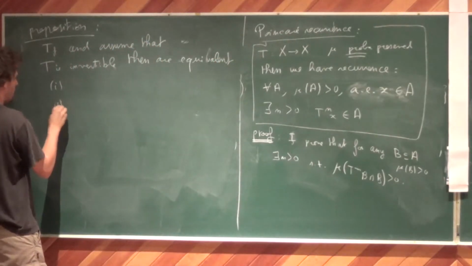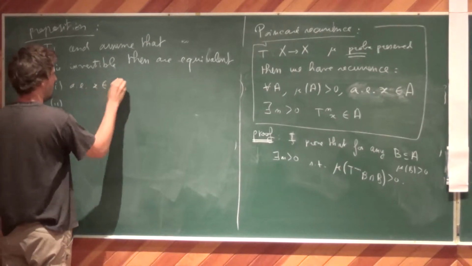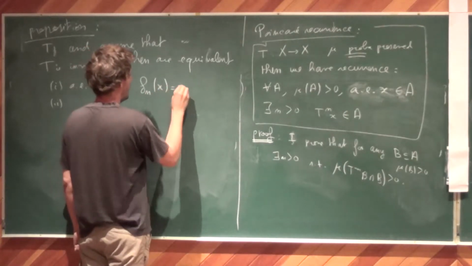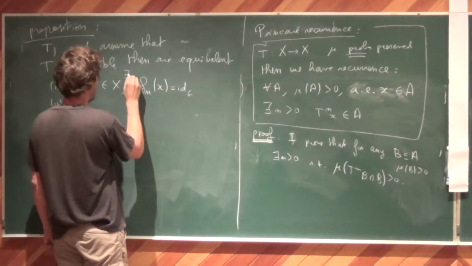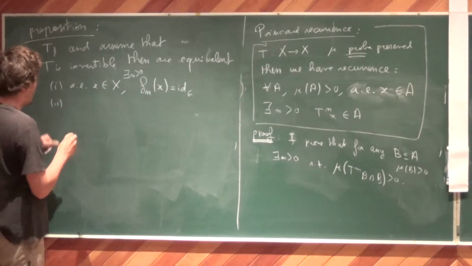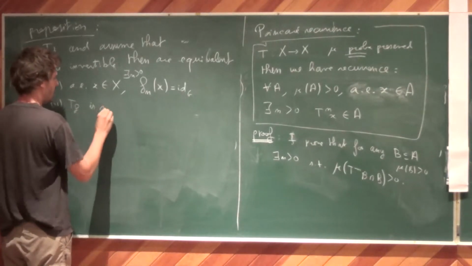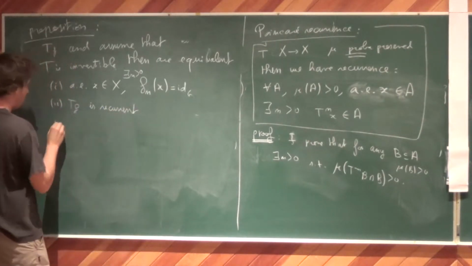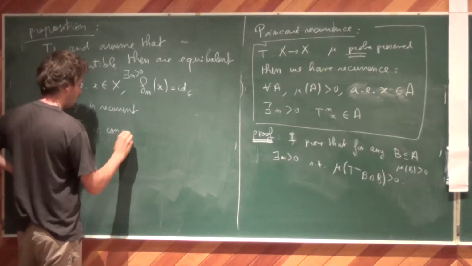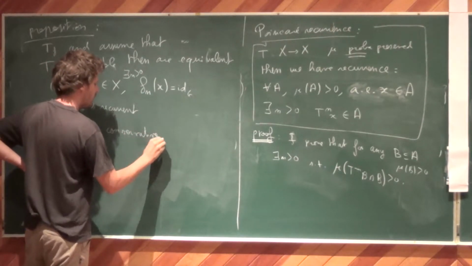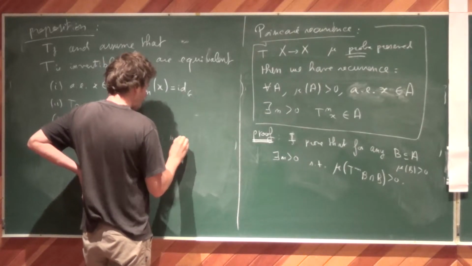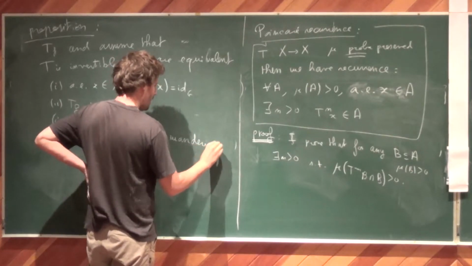For almost every x in X, there exists n positive such that... So this is the same as going back to the fiber, but not necessarily linearly. This is equivalent to saying that T_F is recurrent. And this is also equivalent to saying that T_F is what we call conservative. And conservative means wandering sets are of zero measure, and so I should define wandering sets.